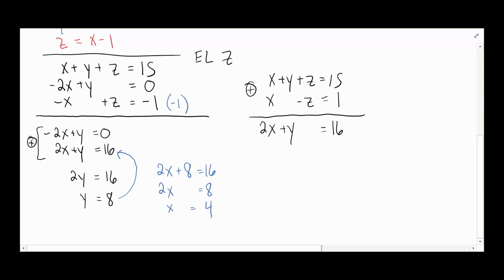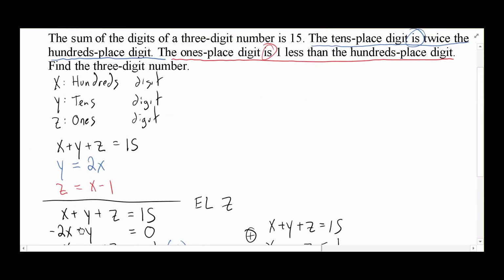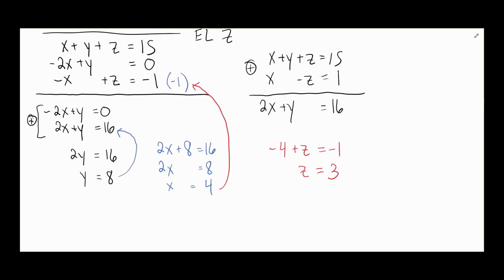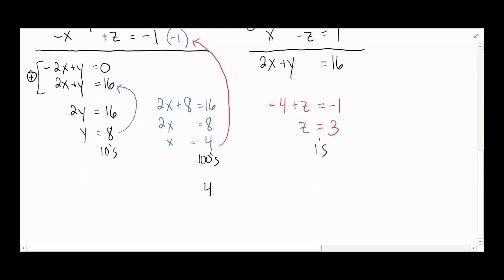And now we just need to figure out our z, which we could do pretty easily by plugging it in there. Because I could get negative x plus z equals negative 1. Add the 4 to the other side gets me 3. Now if we go back to the actual question, the question was, find the 3-digit number where x was my hundreds place, y was my tens, and z was my ones. So that tells me the number here is 483. That's going to answer the question in this case, since we were asked what the number was, even though we solved for each digit independently.